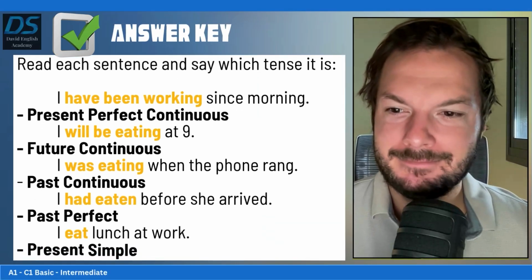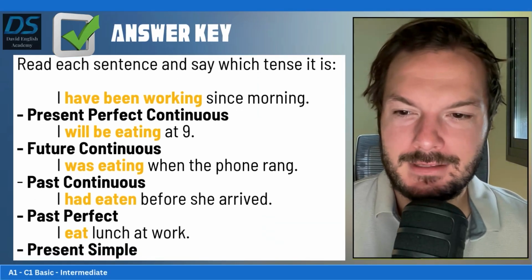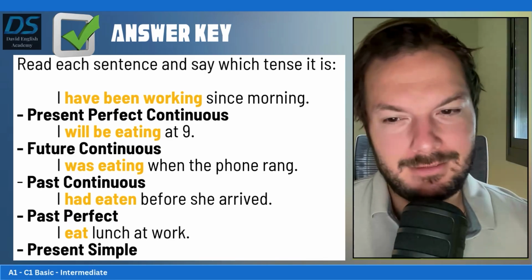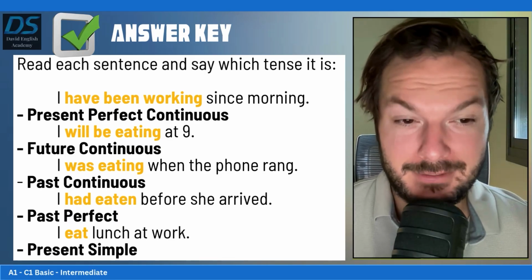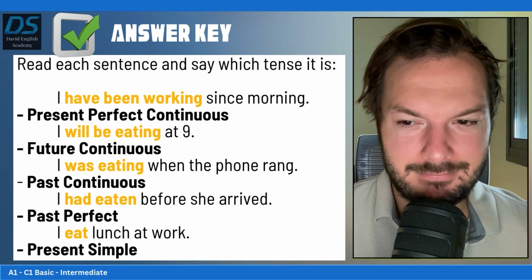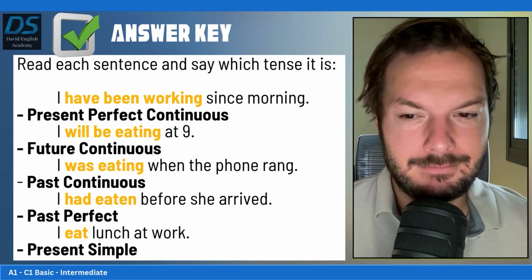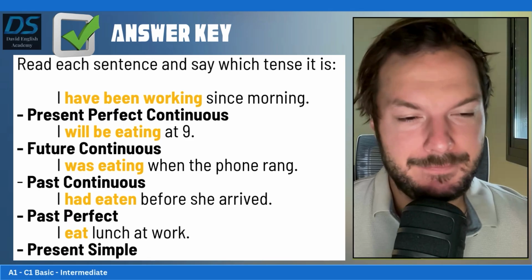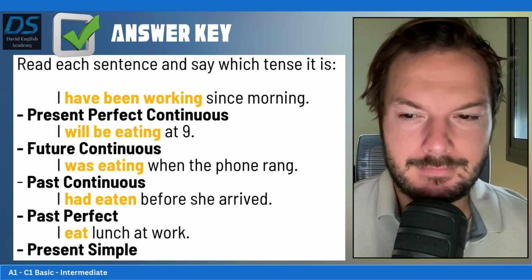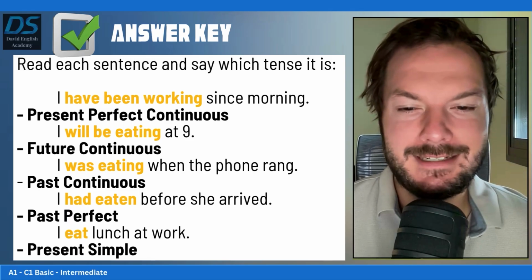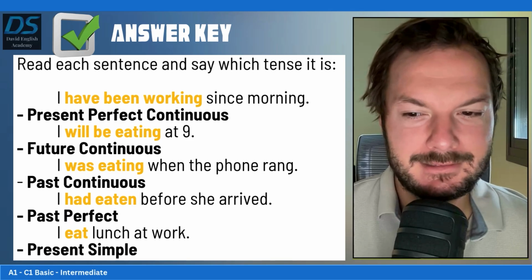The answer key. So number 1 is "I have been working since the morning." That's the present perfect continuous. Number 2, "I will be eating at 9." That's the future continuous. Number 3, "I was eating when the phone rang."